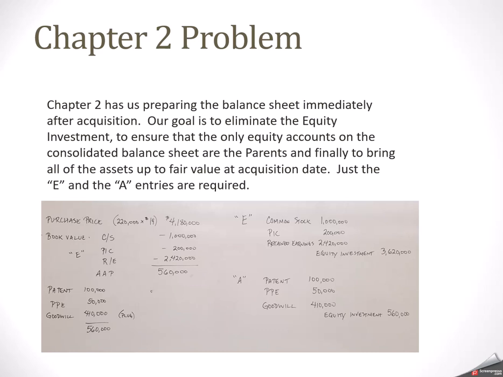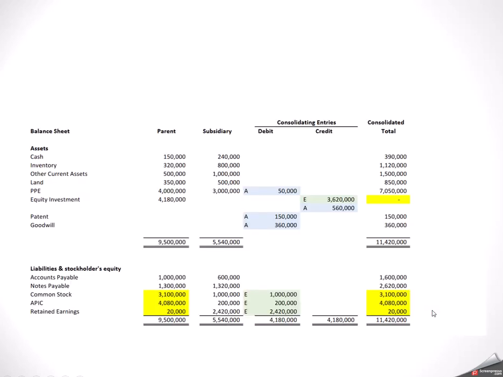$3,620,000 plus $560,000 gives us our $4,180,000. So then we know we're good. Then here is the consolidated spreadsheet. Again, nicely color coded. Journal entries go in.